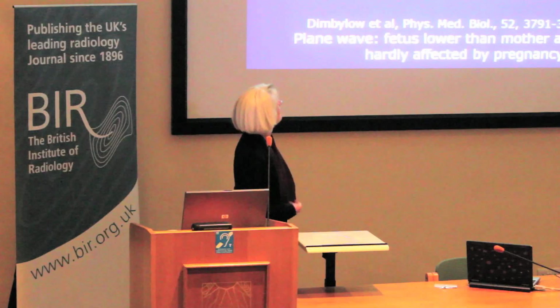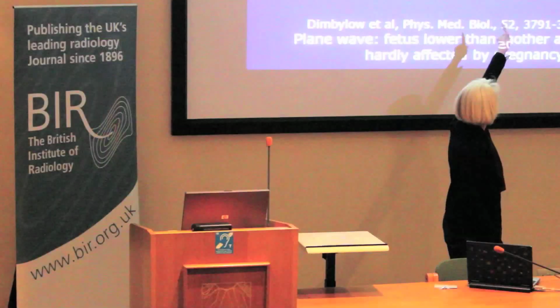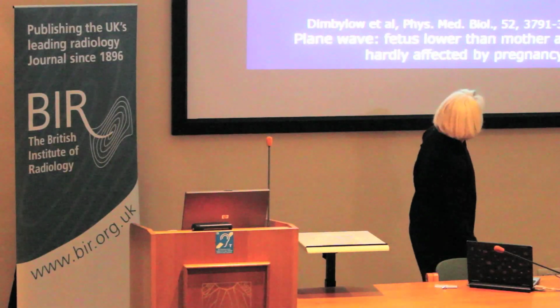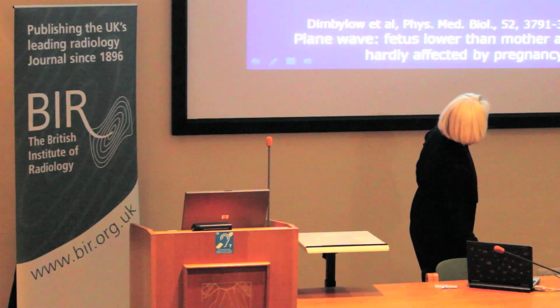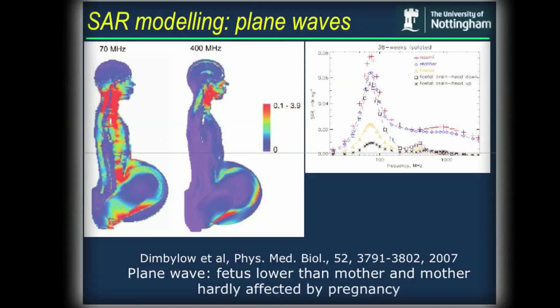And so there have been several models. This is a biologically non-standard model of a pregnant woman with increasing gestational ages, showing the distribution of RF, SAR, within the different organs. And the yellowish coloured line in the middle there is actually the fetus. So it's showing that basically the fetus receives less SAR, less RF, than the mother. And there have been many other studies like this showing similar effects.